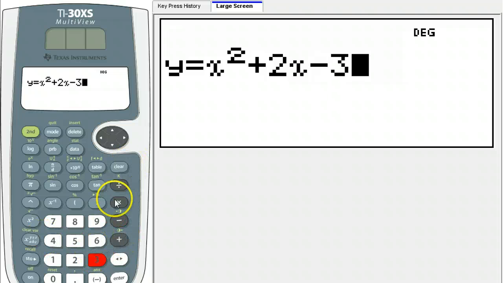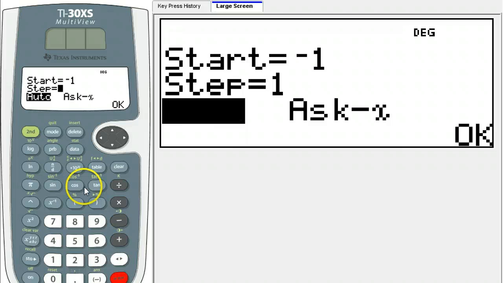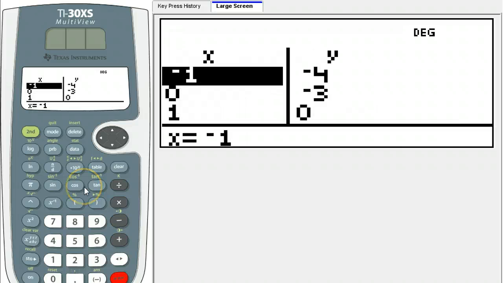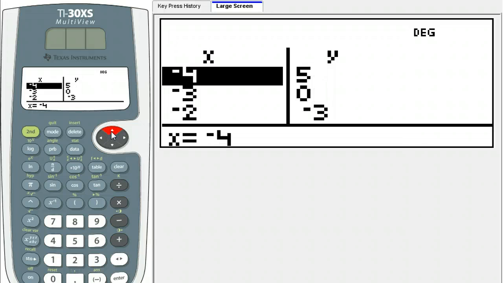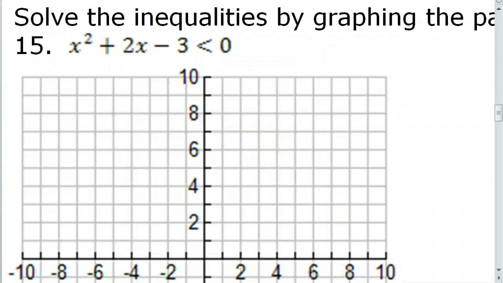Okay, so we put this in the calculator. Let's get to the table area. Now, scroll up until you get to a number that doesn't fit. Okay, 12. 12 is too big. The graph only goes 10 to negative 10. So that means negative 4, 5 is the first value that fits. So let's start there. Negative 4, 5. So let's plot that. Okay, so negative 4, 5 is right here.